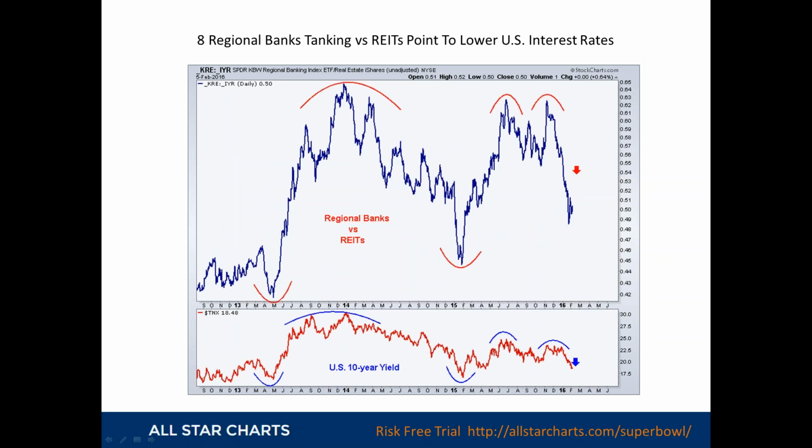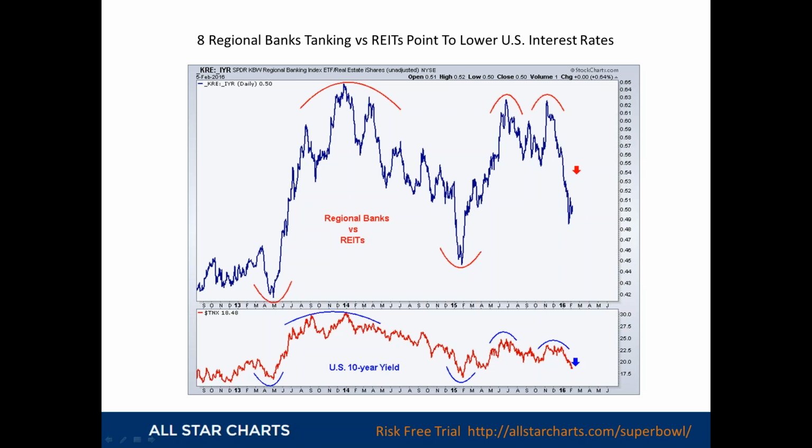So chart number 8, when you talk about interest rates, we've shown a lot of examples of why we think interest rates are going lower, but we're seeing similar evidence from the stock market. Up top, we are looking at a ratio of regional banks relative to real estate investment trusts. The market believes that regional bank stocks will do well if interest rates are rising and the yield curve is widening. That's good for regional bank stocks.